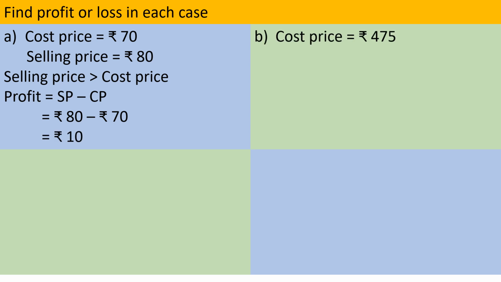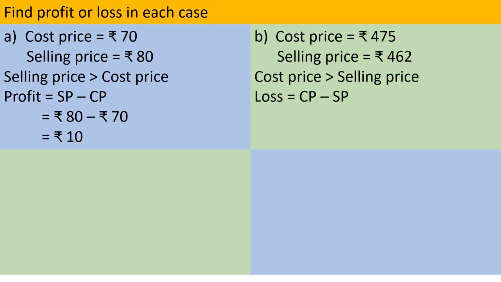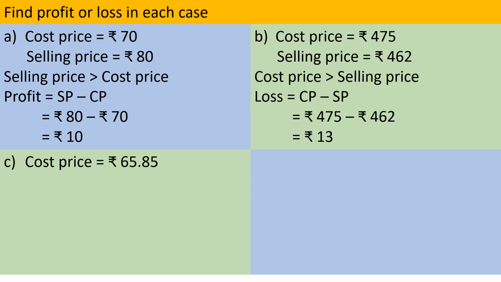Let us do one more kind of question. Here cost price equals rupees 475 and selling price equals rupees 462. Just observe that cost price is greater than selling price. It means there is a loss, and loss equals cost price minus selling price. It means 475 minus 462, and what is the loss? Rupees 13.